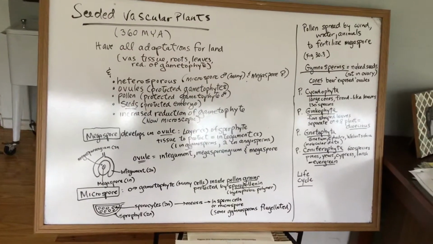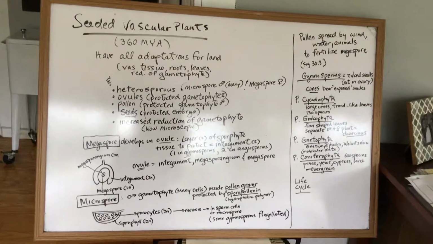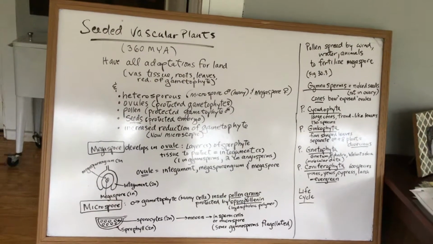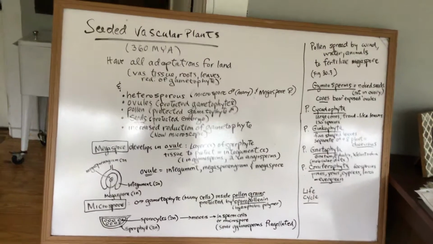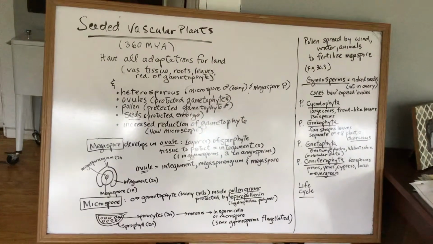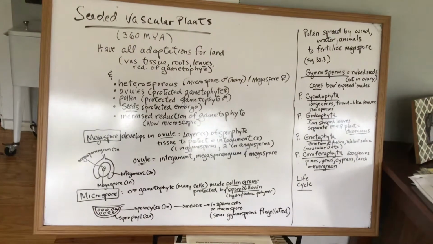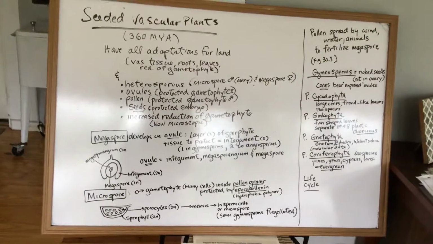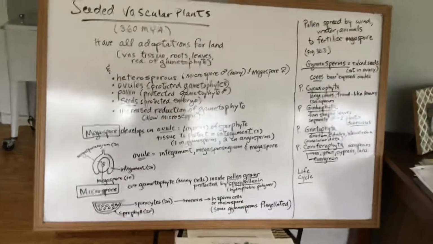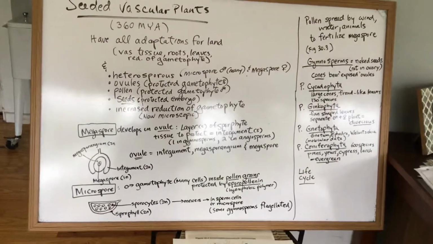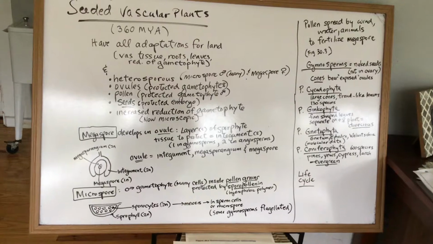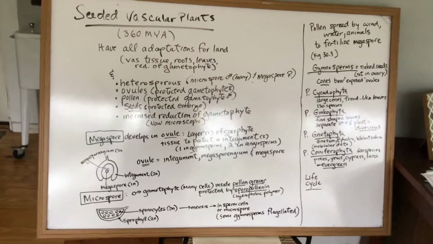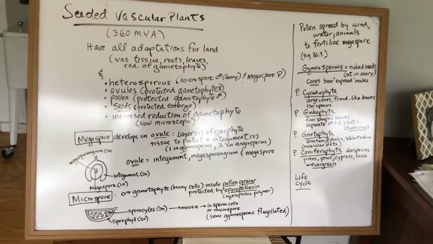In addition to that, they are heterosporous, meaning that they have a microspore, which is the male part, usually involving sperm cells, and a megaspore, which is the female part. And ovules, which are protecting the gametophyte, so that is a multicellular structure around the gametophyte. A pollen, which is protecting the gametophyte of the male, and it also has sporopollenin, which is protecting it from drying out. And it has seeds, of course, because otherwise they wouldn't be seeded, and this is protecting the embryo.